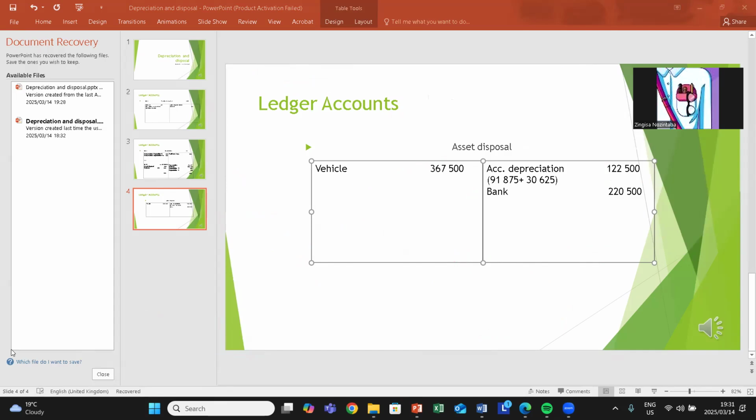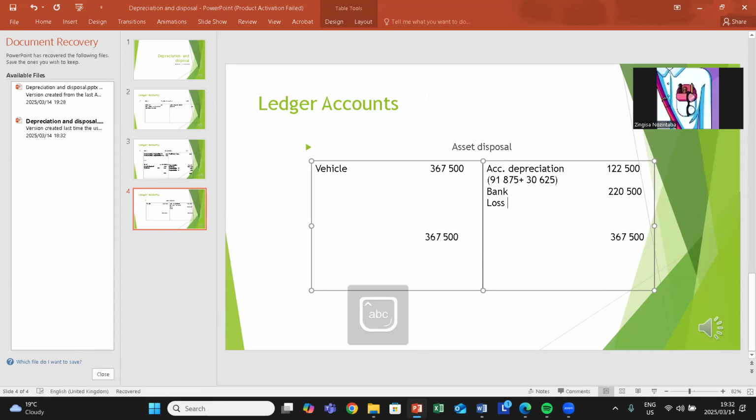Yes, sir. You get 343,000, therefore the debit side is the bigger side, right? The debit side is the bigger side. Therefore, we'll have here 367,500. You saw quickly the debit side is the bigger side. Write it like this. 367,500. And then you did a loss. And then write it here: Loss on the sale of asset.